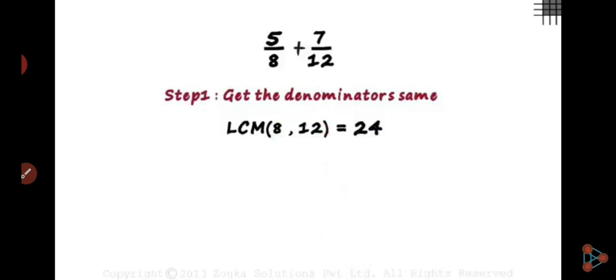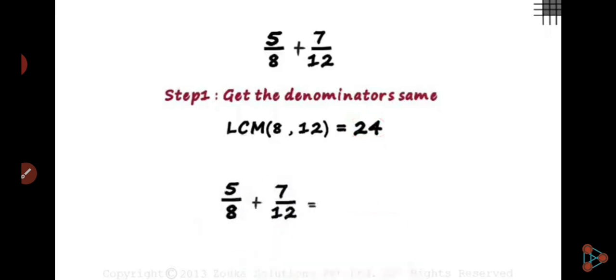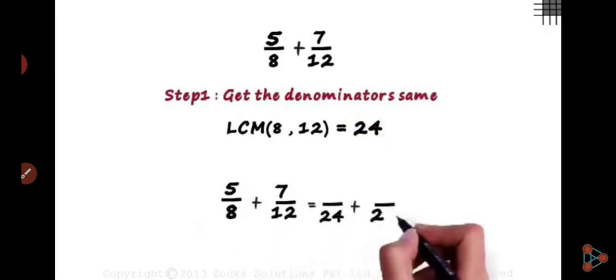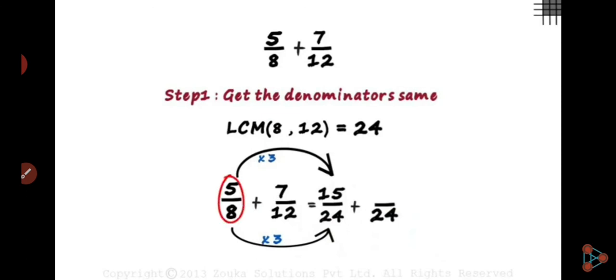Now let's see the procedure of getting both the denominators equal to 24. We want to write 5 by 8 plus 7 by 12 as some number upon 24 plus some number upon 24. We want the denominators of both the rational numbers equal to 24. To make the denominator of the first rational number equal to 24, we have to multiply the denominator 8 by 3. And to keep the rational number equivalent, we also have to multiply the numerator by 3. And 5 times 3 is equal to 15. The first rational number can be written as 15 by 24.